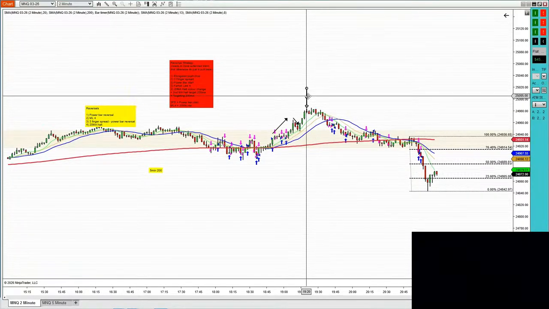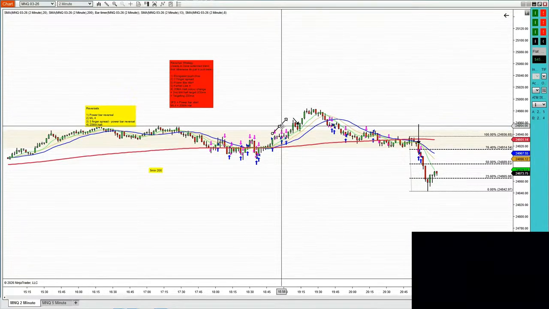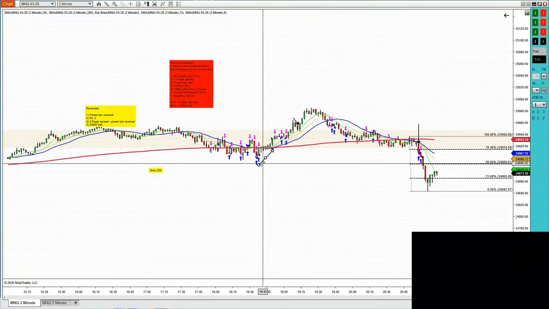I think I did add to that. Yeah, I did add to that. I was a bit late in the entry. But that's a trade. And that's a good trade.